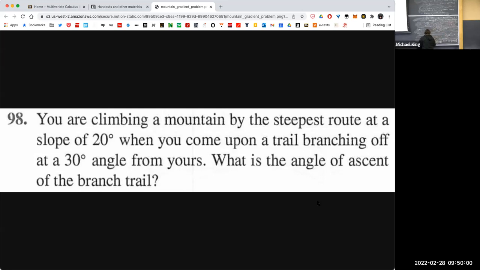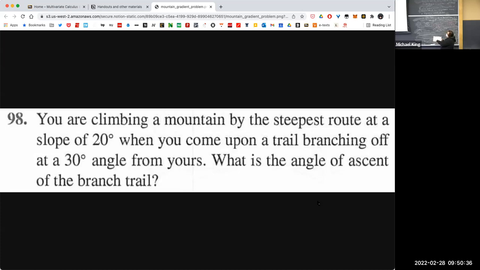I mean, you can sort of imagine this, right? You're supposed to idealize this and say you're on a ramp. When you zoom in, it's basically a flat ramp. And then the slope is 20 degrees, so that's the tilt of this, 20 degrees above horizontal. But then it says you have a trail branching off at an angle of 30 degrees. So if you look at the top view of this, there's a 30-degree angle here. You're branching off in that direction, and you want to know the angle of ascent in that direction, right?